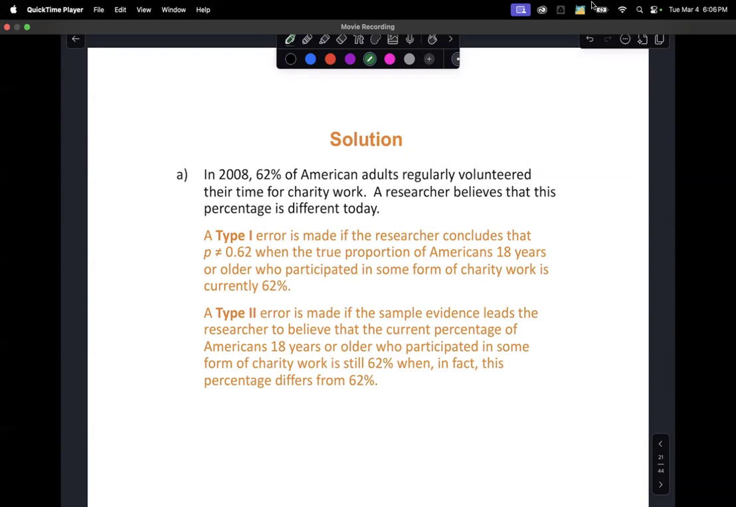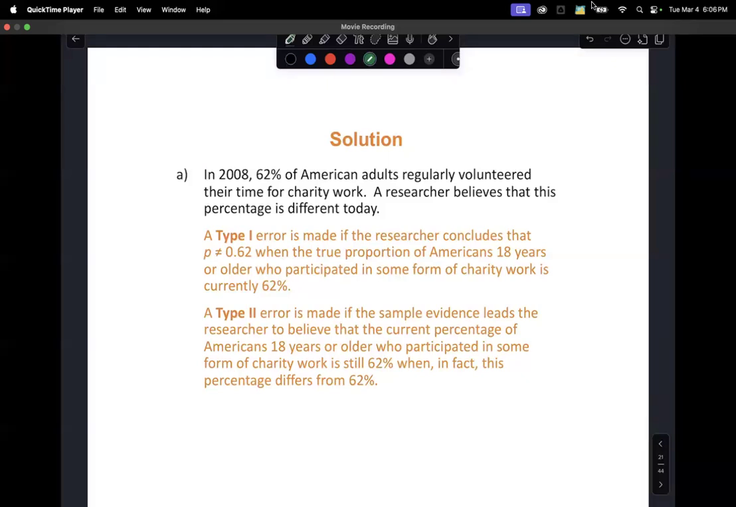So basically the researcher is saying, hey, look, I have evidence to show that it's not 62%, so I'm going to reject the null hypothesis. Yet it actually is 62%. That's the type 1 error.